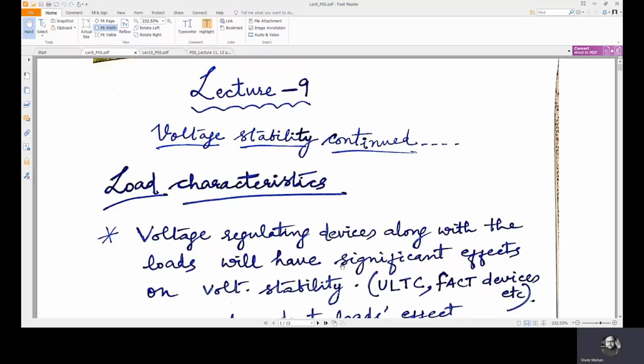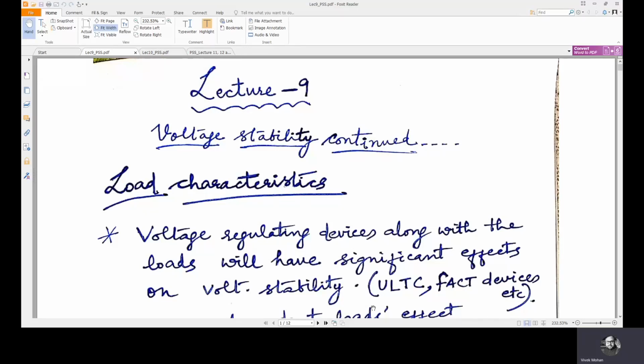Okay, friends, in the last lecture, we had discussed the capability curve of the synchronous generator. What are the active power and reactive power limits for the synchronous machine based on the stator heating limit, then the rotor field winding heating limit, then the stability limit, then overexcitation and underexcitation limits.